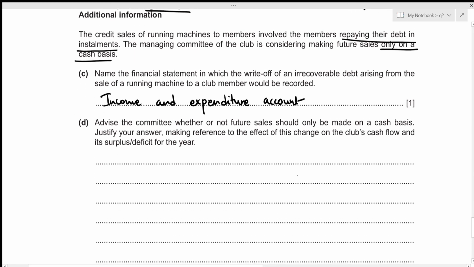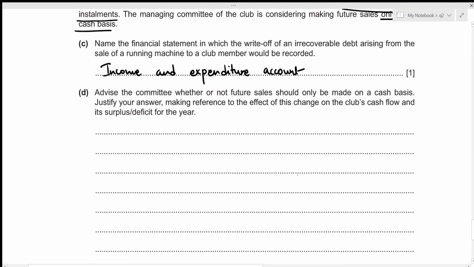We now need to advise the committee whether or not future sales should only be made on a cash basis. We need to justify our answer, making reference to the effect of this change on the club's cash flow and its surplus deficit for the year. So let's talk about cash flow first. If we are only making cash sales, then that would mean that the money is received earlier, which would definitely improve our cash flows. Let's write it down.